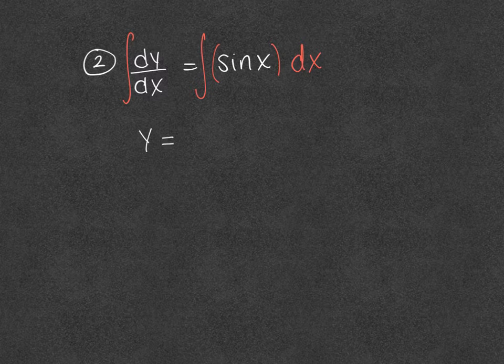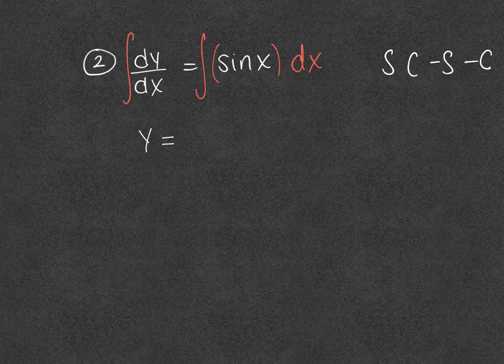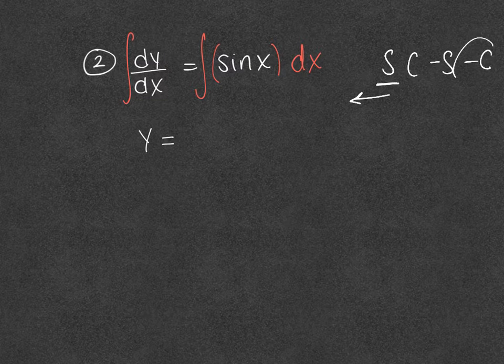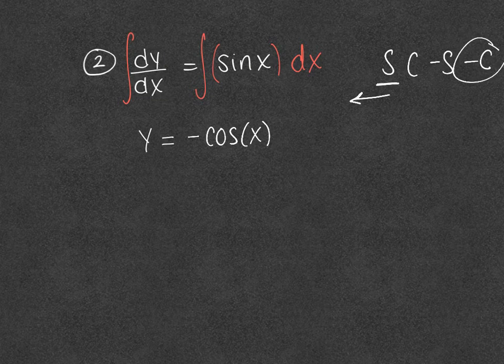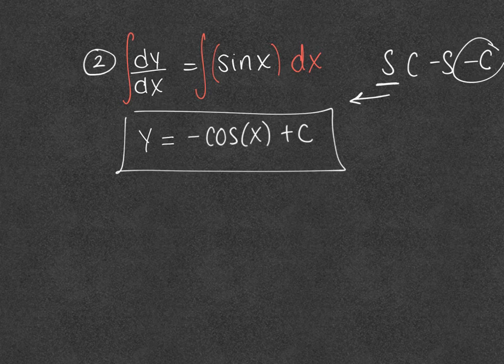And when I take the antiderivative of sine of x, you should be thinking this: sine, cos, negative cos. So I'm starting at sine and I'm going this way. So I go back around, and the antiderivative is negative cosine of x plus c. So again, that's going to be my equation that would have this as a derivative. Okay, let's try another one.